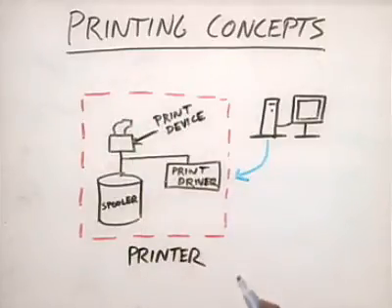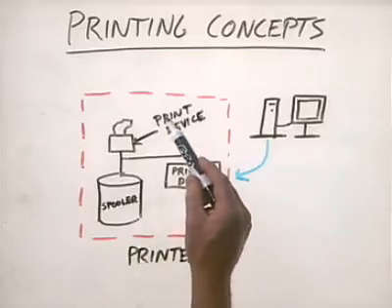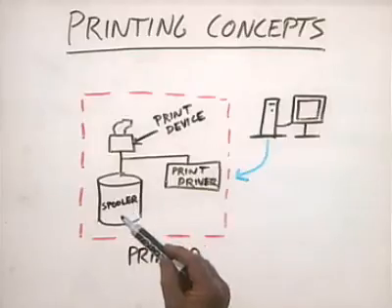So if you see an exam question on the A+ exam saying, what is a logical printer in Windows XP? It's composed of three different parts: the physical printer, which is called the print device, the print driver, and the spooler.